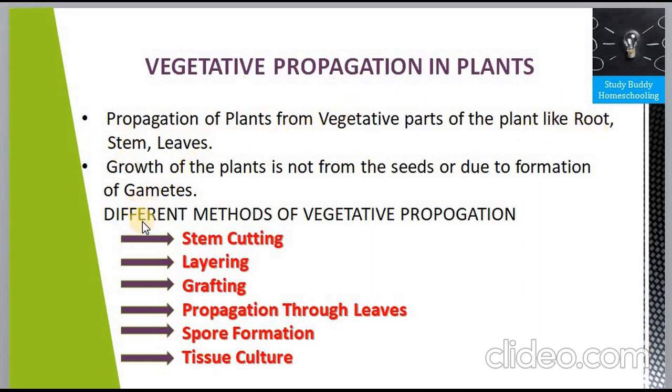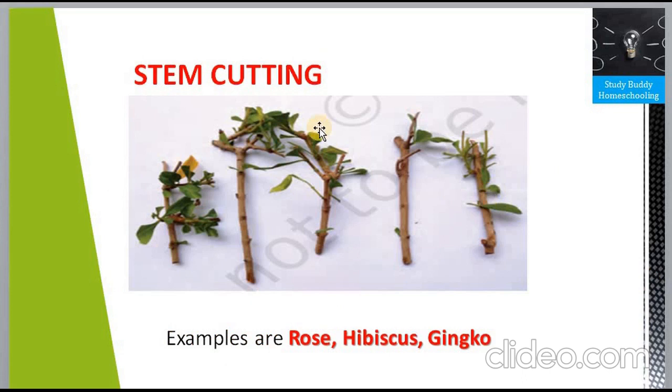So in today's session, let's see different methods of vegetative propagation. Some of the methods that are discussed in your class 10 NCERT textbooks are stem cutting, layering, grafting, propagation through leaves, spore formation and tissue culture. So let's see each one of them in this session. First we'll move to stem cutting.